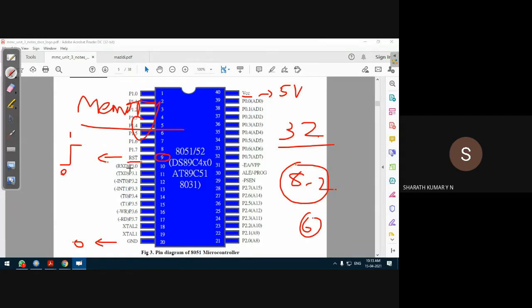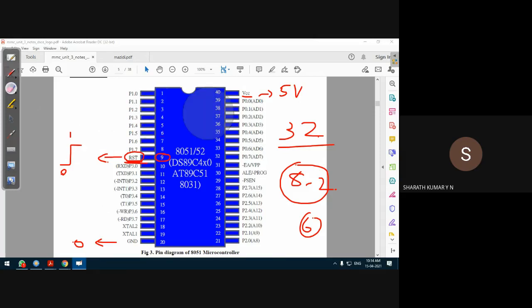But in general terms, this reset signal is used to control the operation of the microcontroller, that is, to stop the operation. Why do we stop? In some conditions we may have to reset the microcontroller, stop its operation, the execution of instructions. Then we make use of this signal. RST stands for reset, also called master reset. So out of 6, the first pin is the reset pin.